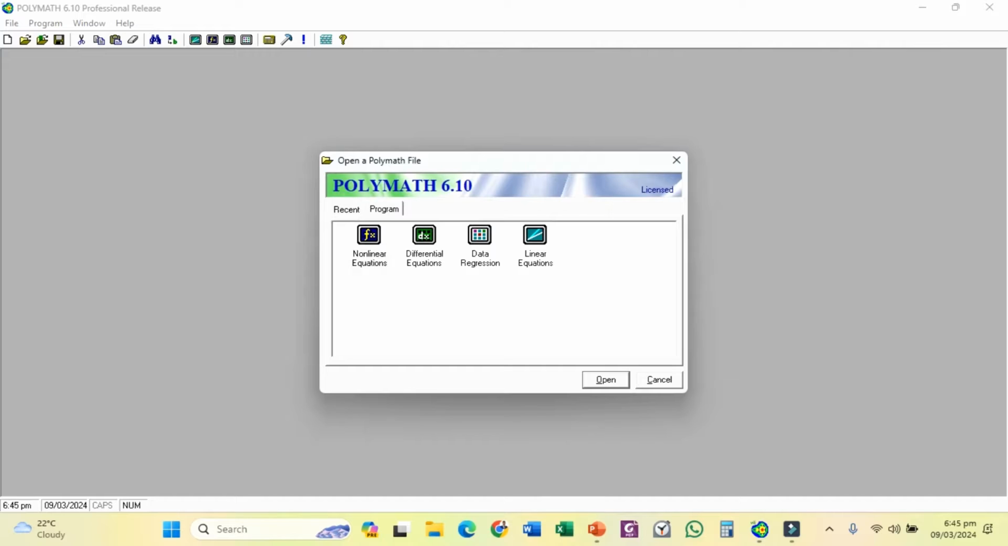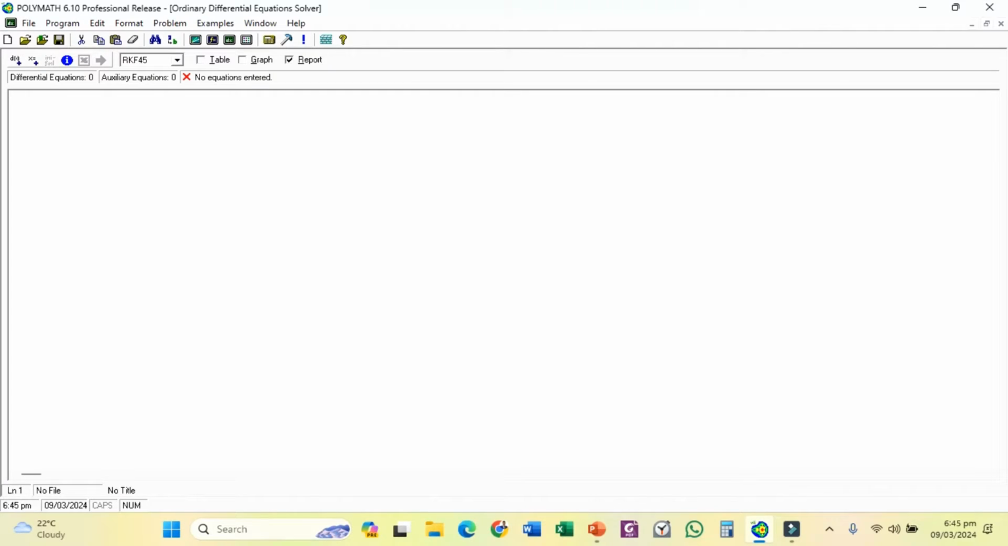So this is the Polymath window. We first have to click on new Polymath program, and then we get these four options: nonlinear equations, differential, data regression, and linear equations. We will be using the differential equation, and we will open it. We can simply increase its size by pressing Control and then scrolling the mouse up.